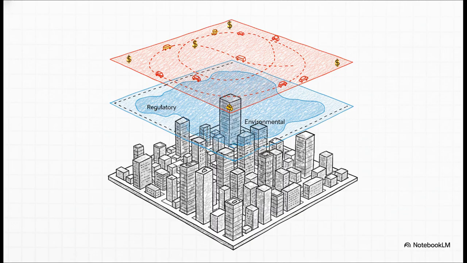On top of our 3D core, we can add a regulatory layer with all the zoning rules. We can add an environmental layer with data on things like floodplains. We can add a mobility layer with real-time traffic feeds. We can even add a financial layer with property values for every single building. All of a sudden, the city's entire operating system becomes visible and searchable all in one place.